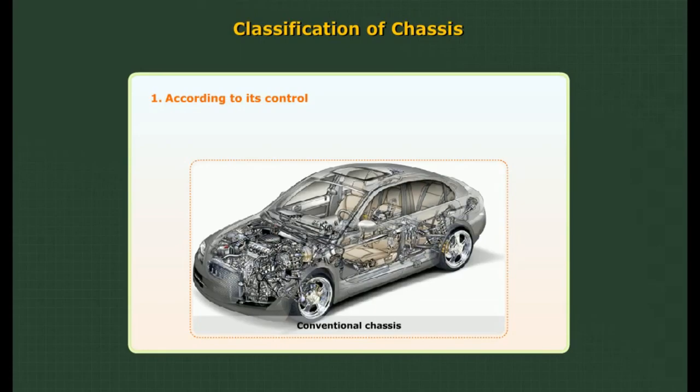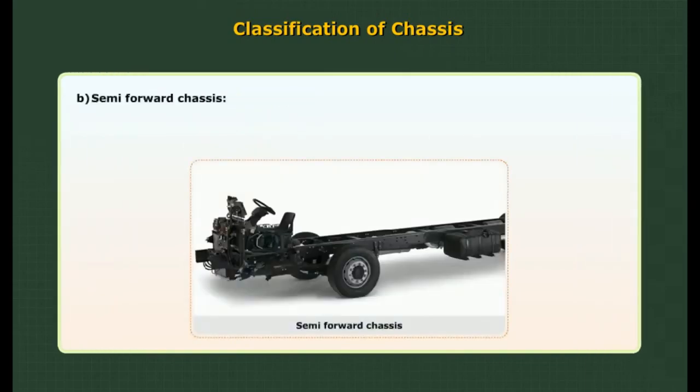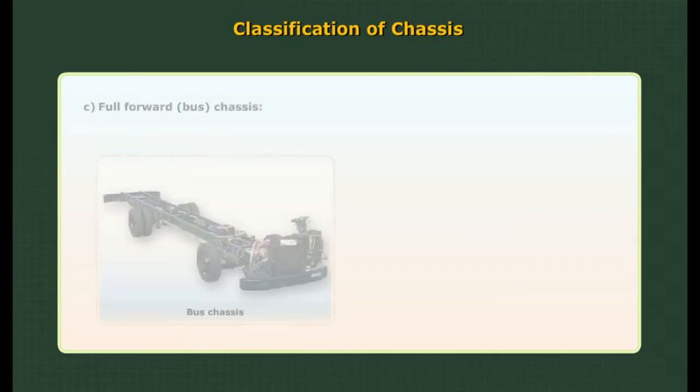1. According to its control. A. Conventional chassis, in which the engine is fitted in the front of the driver's seat or driver cabin. B. Semi-forward chassis. In this model of chassis, half portion of the engine is outside the cabin and the remaining in the driver cabin. In this arrangement, a part of the chassis is utilized for transporting extra passengers.